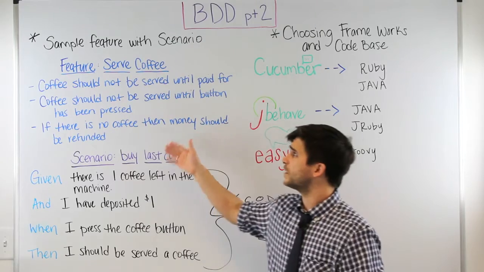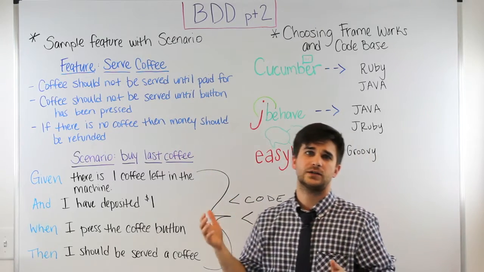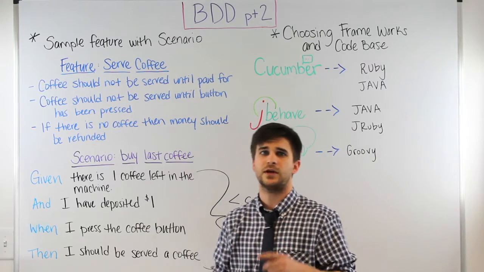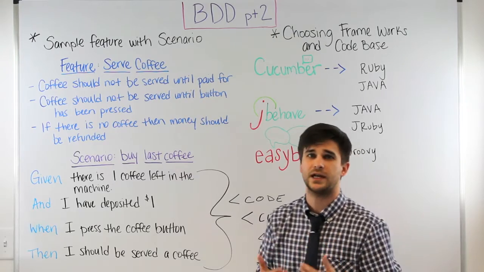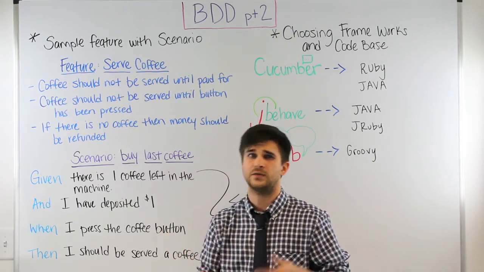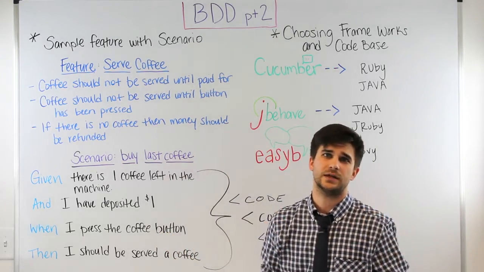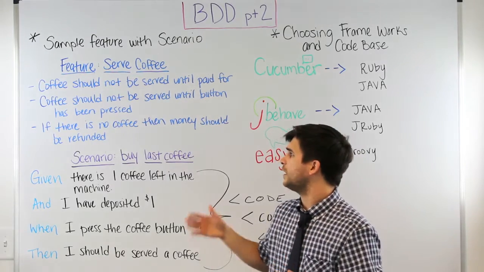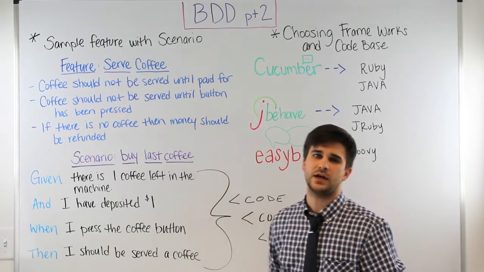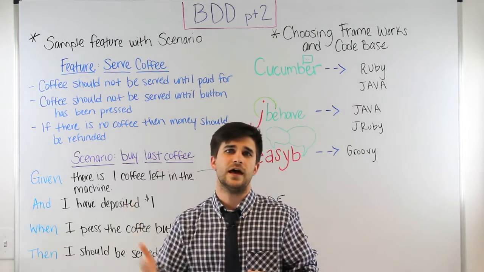And so out of this, we have a clearly defined way of how to actually serve coffee. It needs to be paid for. There's a button that actually pushes that out. And if you've already paid for it and there's really nothing there, then you're not supposed to get any coffee. And so out of that, you could build out tons of different scenarios that are going to drive that feature.